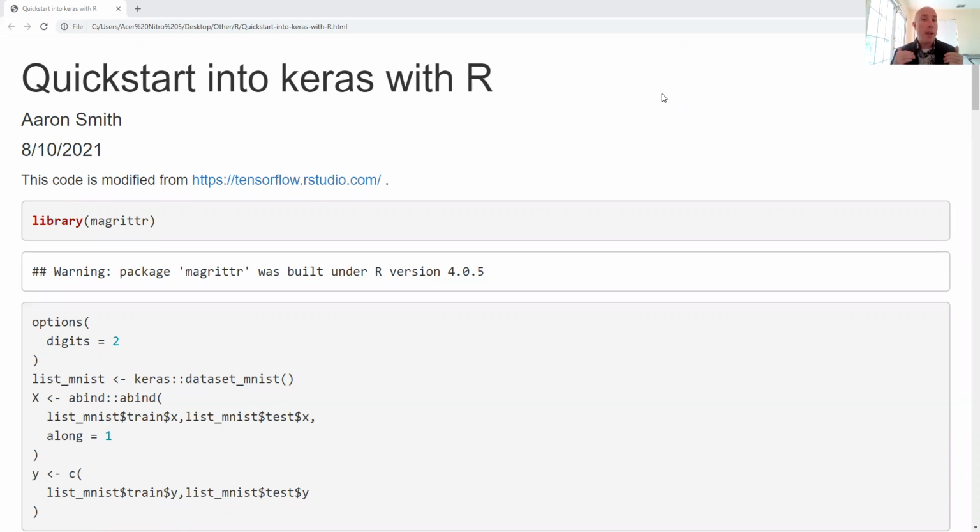We're going to dive in head first into this, and we're going to be working with the code to start generating a model, hitting the ground running. Now, this example is modified from tensorflow.rstudio.com. Now, why should you use TensorFlow with R instead of Python?